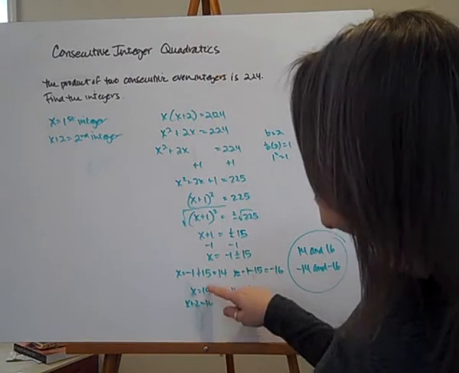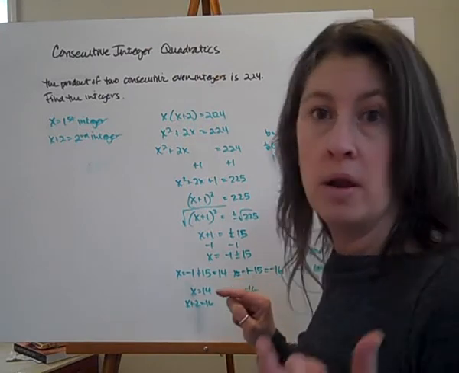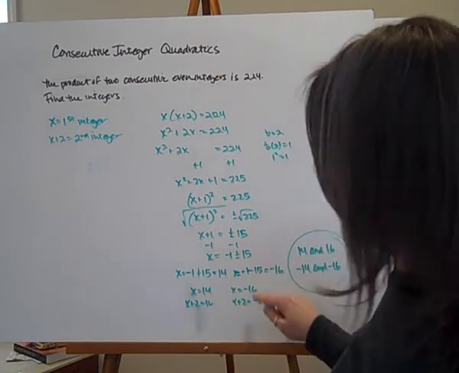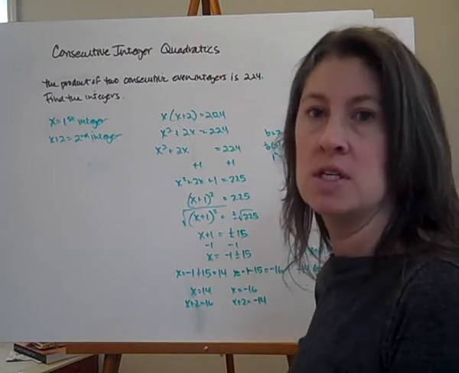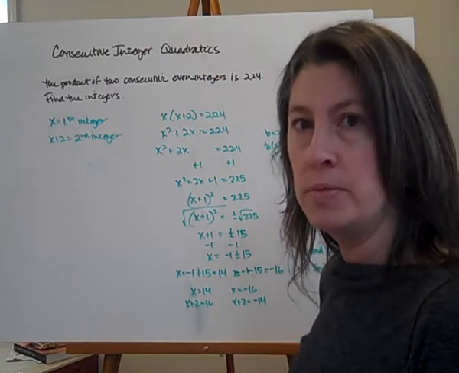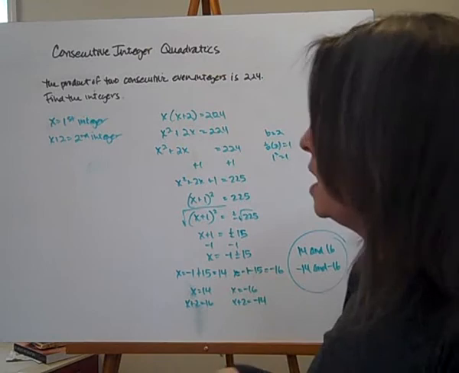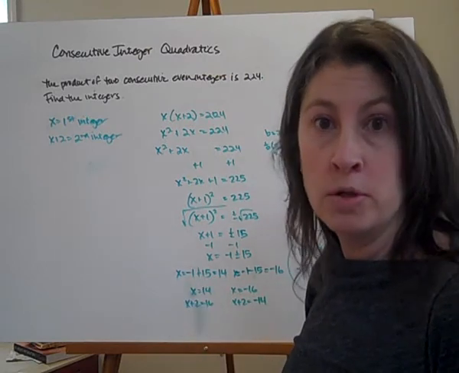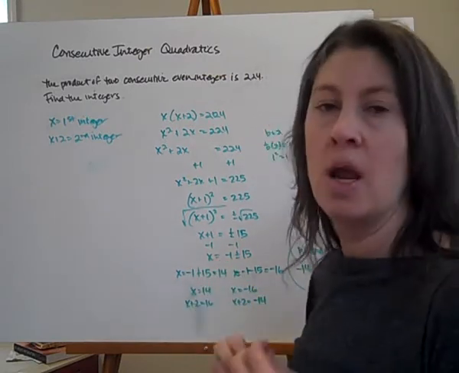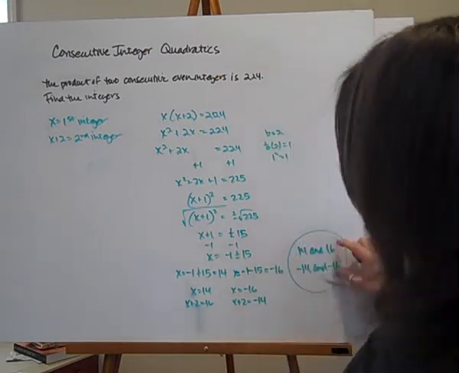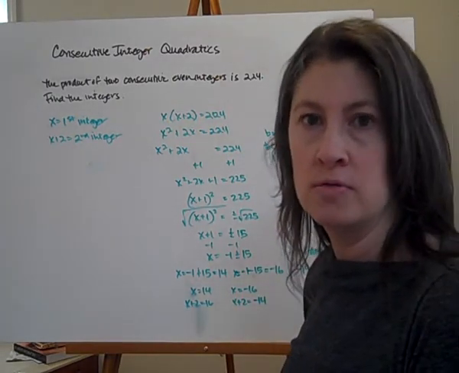So I have 14 and 16. That's one pair that will give me a product of 224. I also have negative 16 and negative 14. That also gives me a product of 224. So again, we have one solution, no solution, or multiple solutions. In this case, we have multiple solutions, and they are both meaningful. I have two separate pairs of numbers that have a product of 224.